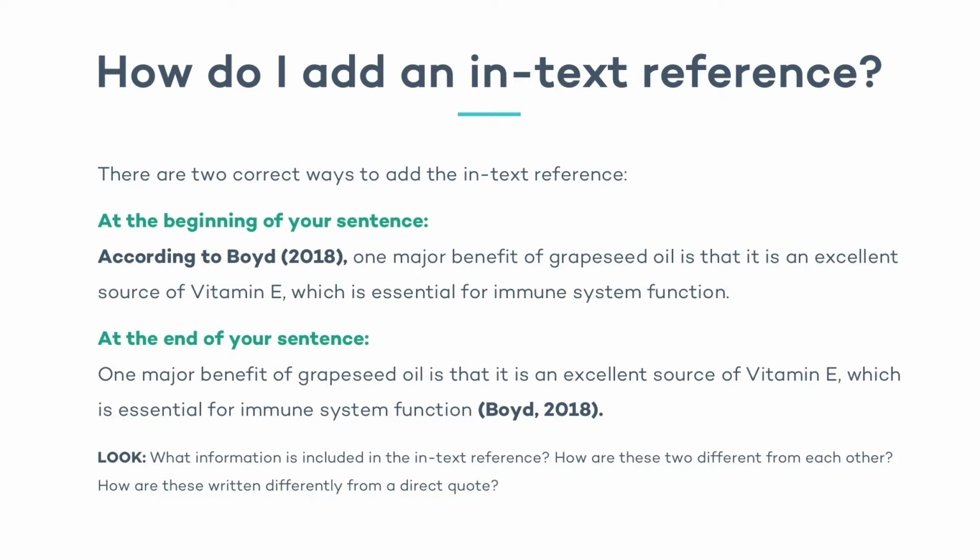If it's at the beginning of my sentence, you'll notice that I have brackets, but only around the year. The author's last name is not inside the brackets. I have to incorporate that as part of my sentence by saying something like, according to Boyd, she's my author. And then I've just got the year in brackets. But you might notice in the second version, when the reference is at the end of my sentence, I've actually finished my sentence before I get to the reference. So I put the whole thing in the brackets with a full stop afterwards. And you'll notice that it's the same information though. I have the author's last name and the year. And that's all I need. I don't need inverted commas or a page number because I'm not directly quoting. I've written this in my own words.